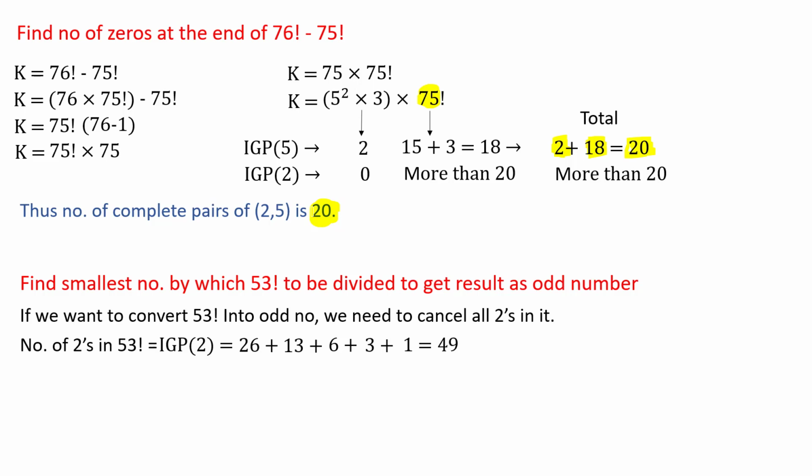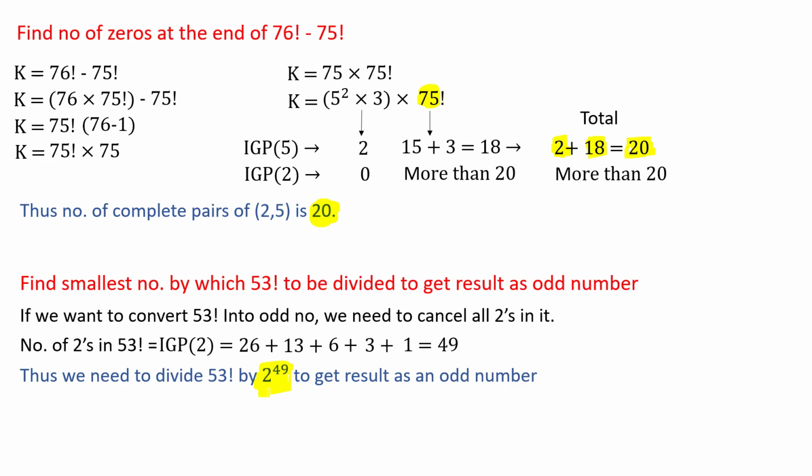So IGP of 2 in 53 factorial is 49, meaning in 53 factorial there are 49 2's. So if we want to cancel out all the 2's in 53 factorial, we need to divide 53 factorial by 2 to the power 49. Then we can cancel out all the 2's which are available in 53 factorial.